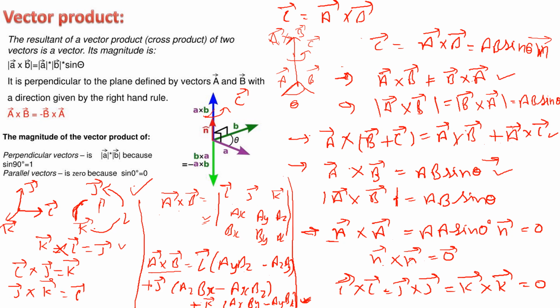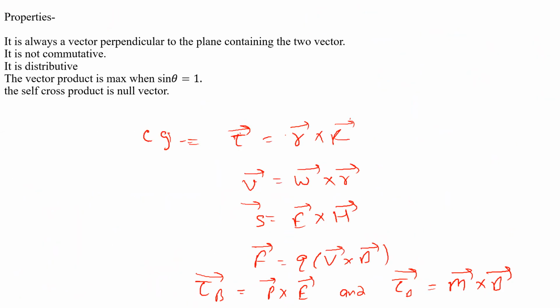These are all the properties of the vector product of two vectors. We already discussed them. We can say it is always a vector perpendicular to the plane containing the two vectors. It is not commutative. It is distributive. The vector product is maximum when theta is equal to 90 degrees, and the self product produces a null vector.